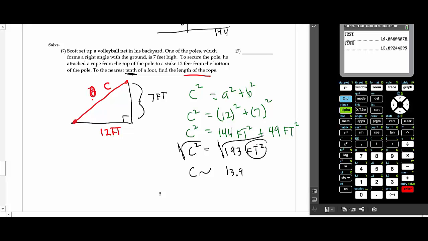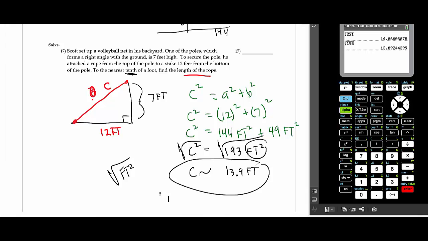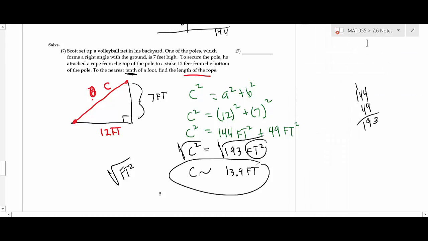What do you think the square root of a foot squared is? See, the math all works. I mean, the length of that rope is in feet. It's not in feet squared. So it works like that. That's your answer. All right, any questions about that? Okay. All right, the next problem.